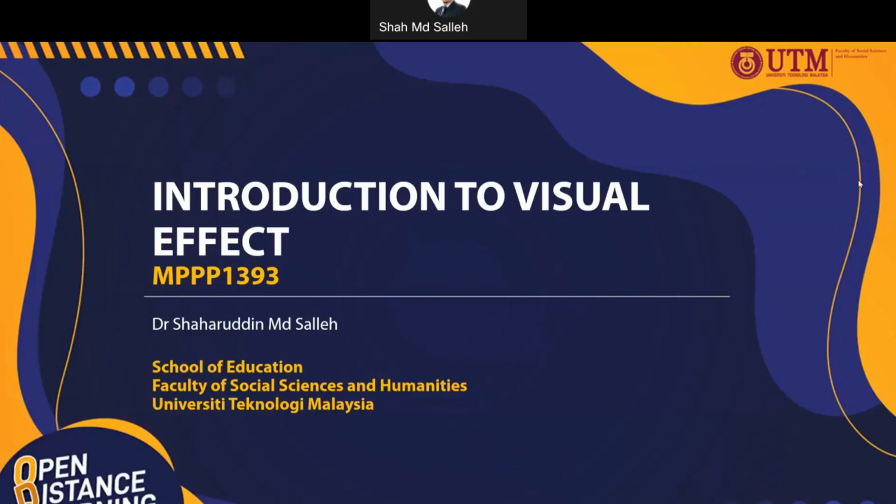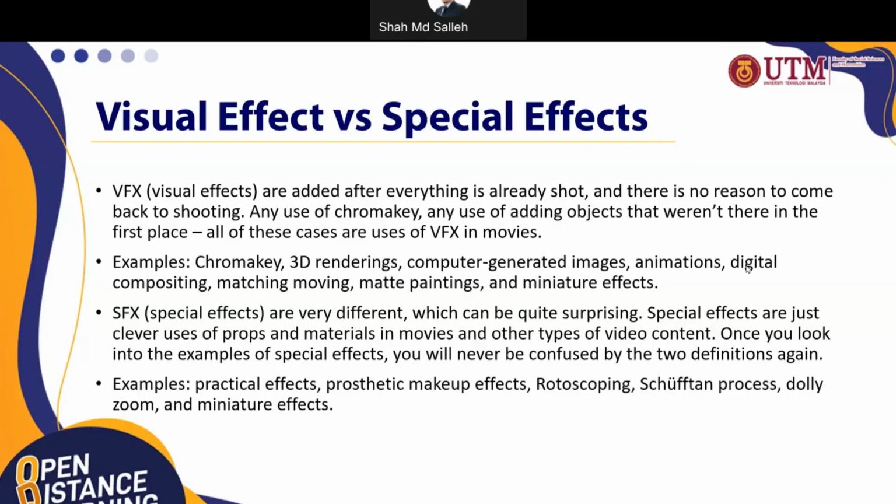Hi everybody. Today we will discuss the introduction of visual effects. Okay, there are two kinds of effects, which are visual effects and special effects. Visual effects are added after everything is done. Everything is done in the shooting process, meaning that all the shooting is completed. So there is no reason to come back to reshoot again.